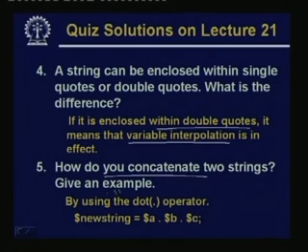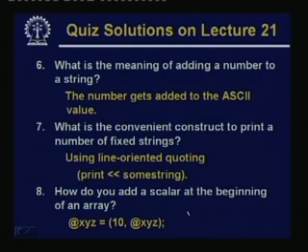How do you concatenate two strings? With an example, concatenation can be done by the dot operator. We have given an example in the class also. Several scalar variables you can concatenate by putting a dot in between. So, you get a new string as a composition or concatenation of the three.